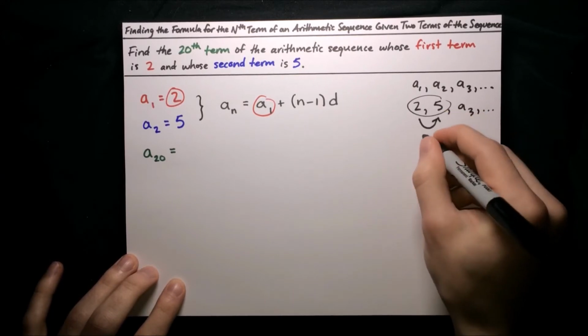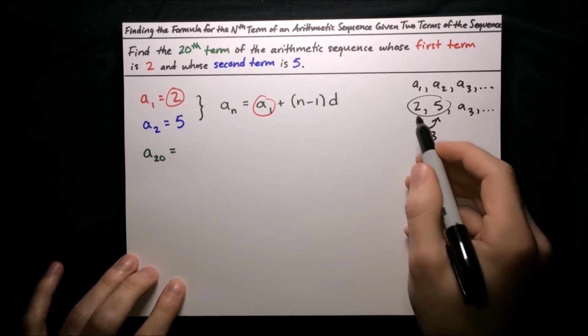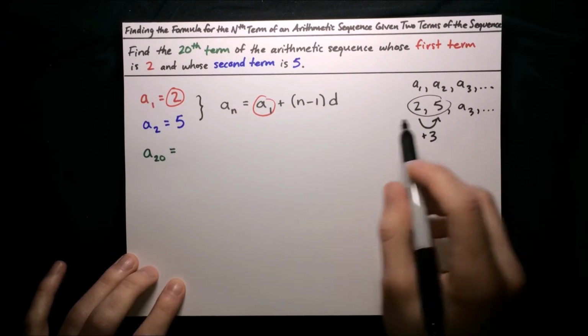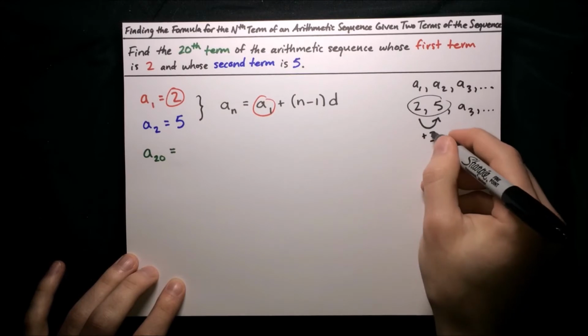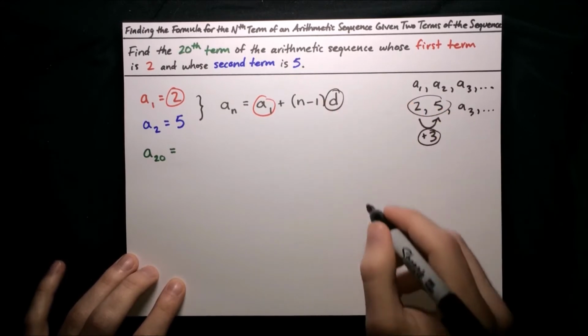And we can find that by just subtracting. 5 minus 2 is 3. So we're adding 3 every time. We just get that by subtracting the first term from the second term. And that is our common difference. So plus 3, that's our common difference.